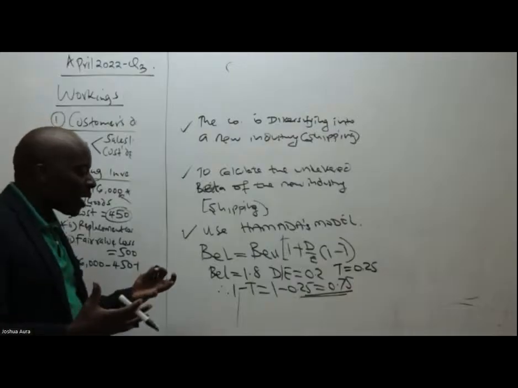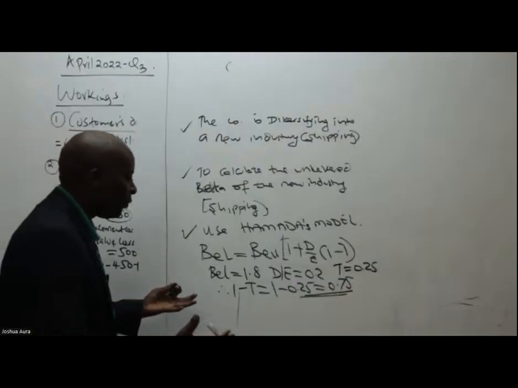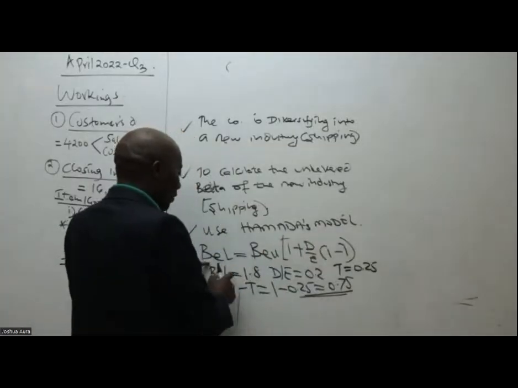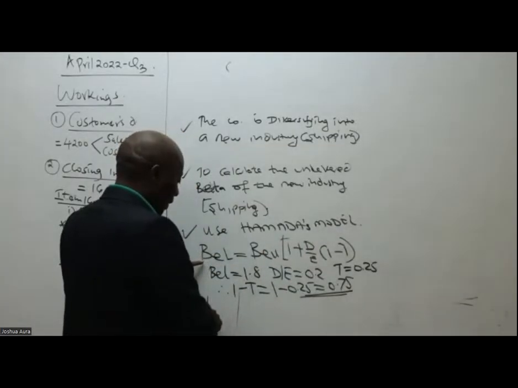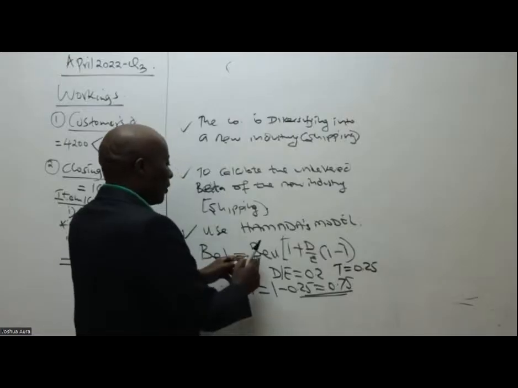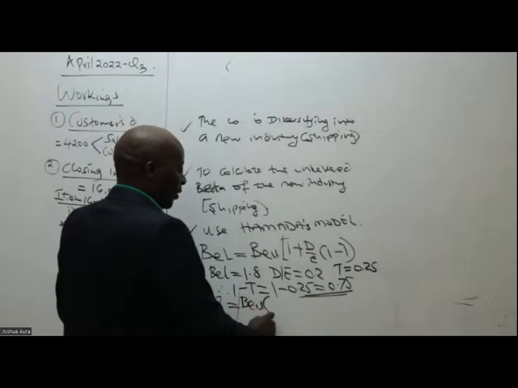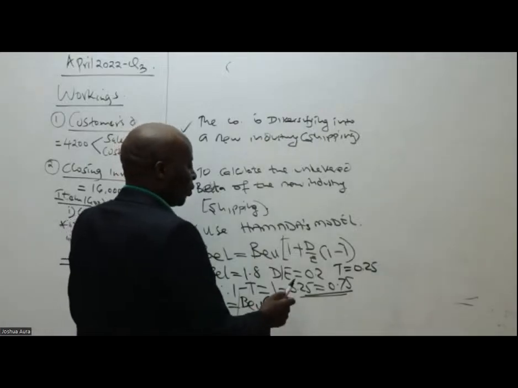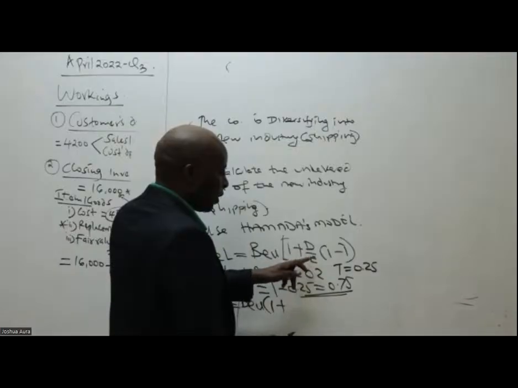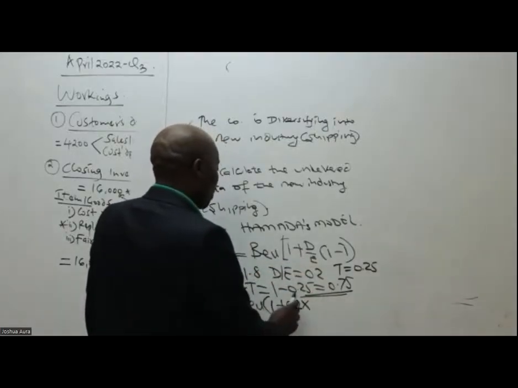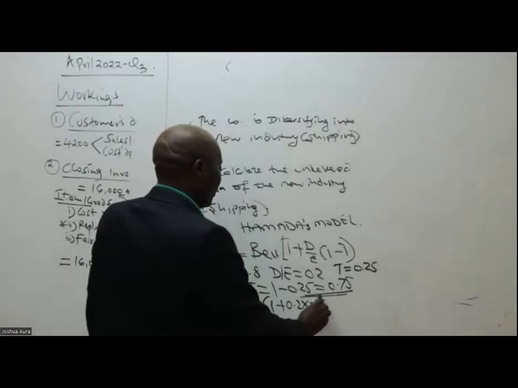Now, could you kindly plug in figures in this Hamada's model. So beta equity of a levered firm here will be 1.8, equals beta equity of unlevered into 1 plus debt to equity. Debt to equity is 0.2, multiplied by 1 minus tax, which is 0.75.